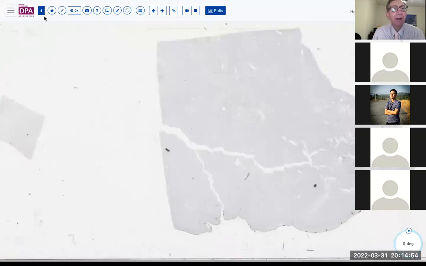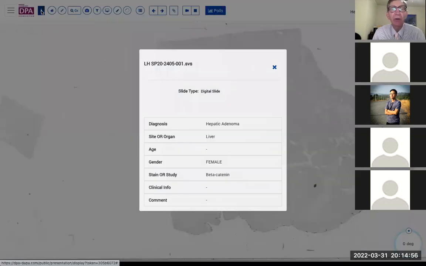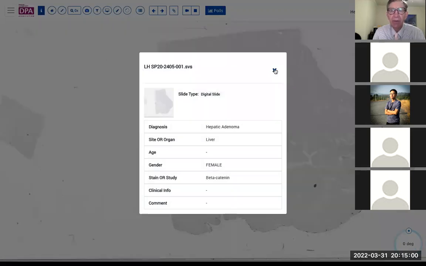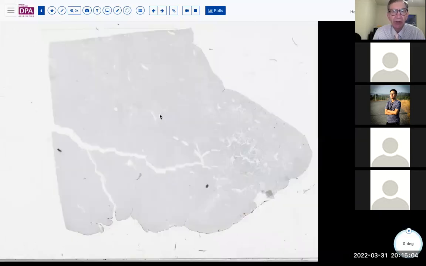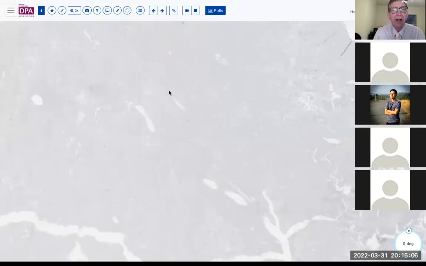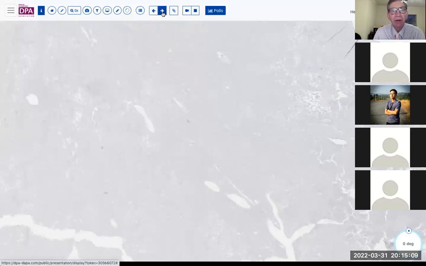Here is one of the special stains that we use. I believe here this is beta-catenin. So that's one of the subtypes. As you can see, this staining is negative. And so that excludes one of the types there that we would be concerned about.